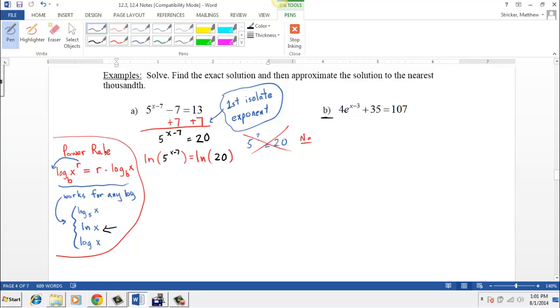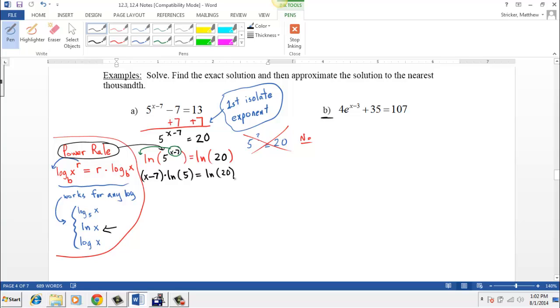Now the advantage here is now we can go ahead and apply that power rule because we have the log of a x raised to an r, or in this case a 5 raised to the x minus 7. What does the power rule say? It says that we can take that x minus 7 and write it on the front. We can multiply it to the front. So what that looks like is we take x minus 7 and we multiply it by the natural log of 5. It's multiplied. In fact, just to remind yourself that it's multiplied, you can go ahead and put a little dot in there. The other side says ln of 20 still.